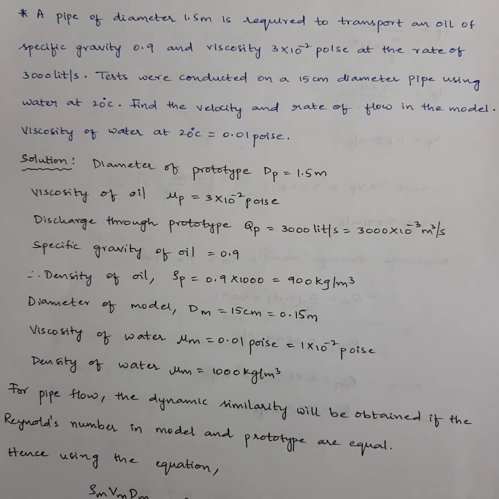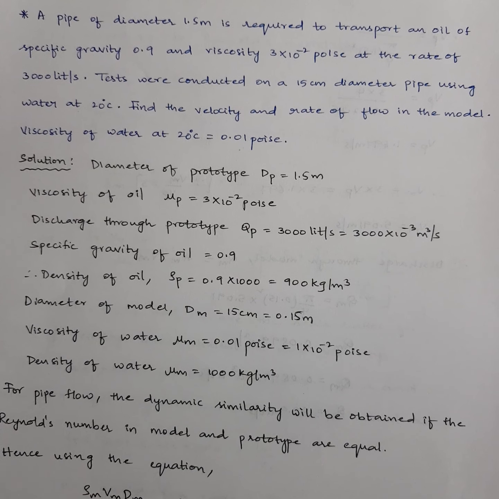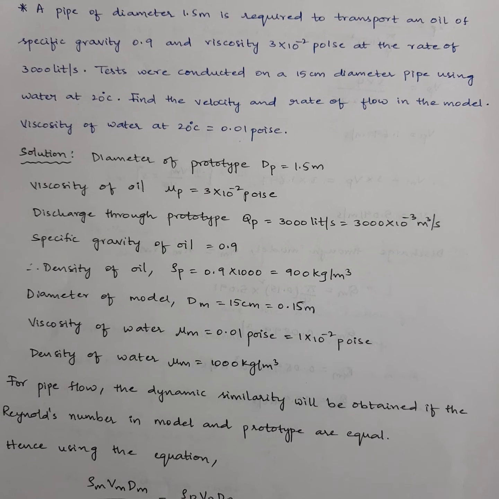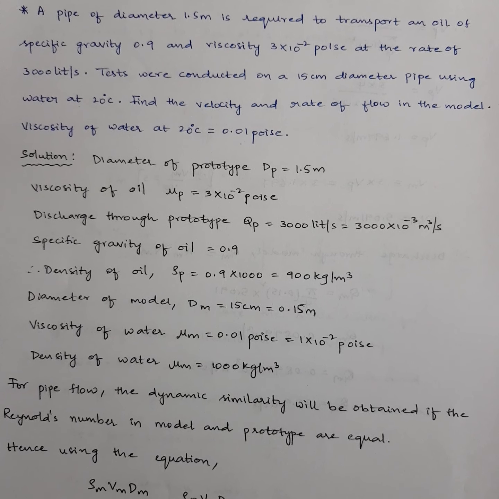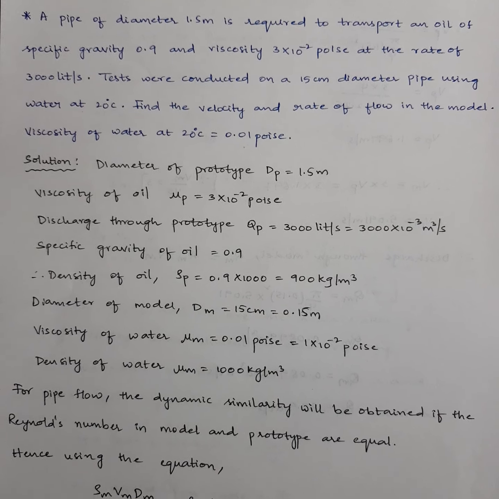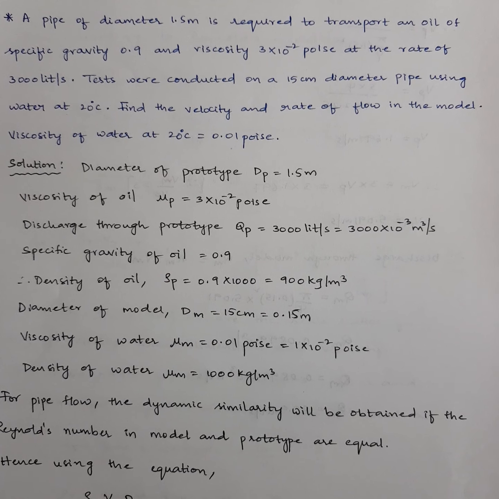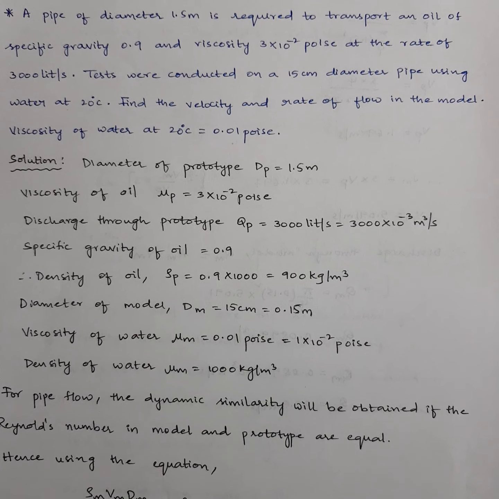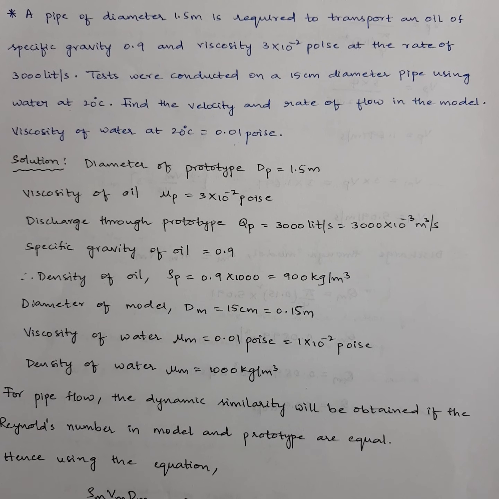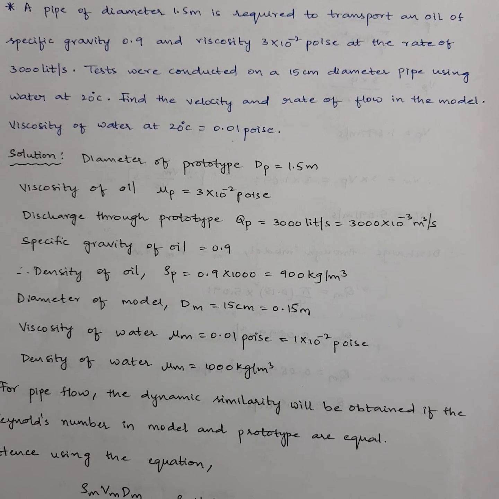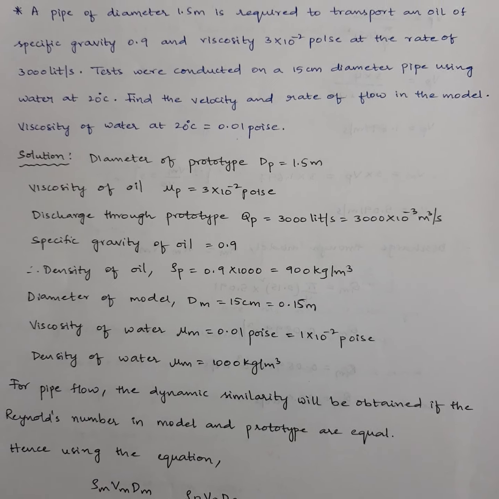Alright guys, that's about Reynolds model law. Now let's see a numerical related to this. See the question. A pipe of diameter 1.5 meters is required to transport an oil of specific gravity 0.9 and viscosity 3 into 10 power minus 2 poise at the rate of 3000 liter per second. Tests were conducted on a 15 centimeter diameter pipe using water at 20 degrees centigrade. Find the velocity and rate of flow in the model if the viscosity of water is 0.01 poise.